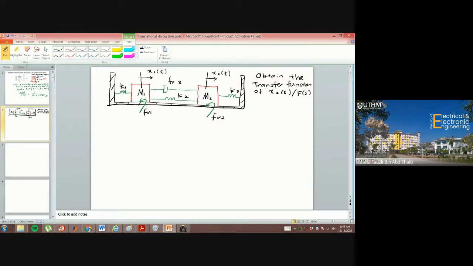Obtain the transfer function of x to s over fs. Actually, it depends on the question. This one, s to s over fs.